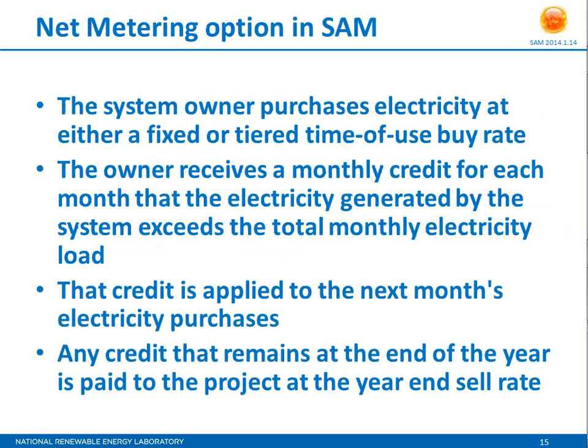In SAM, this is how the net metering option works. The system owner can purchase electricity at either a fixed or tiered or time of use buy rate, and then receives a monthly credit for each month that the electricity generated by the system is greater than the load. So the comparison is done on a monthly basis based on monthly totals. The credit that you earn in a current month applies to the next month's electricity bill. And then at the end of the year, there's a year-end sell rate, which can be different than the buy rate.